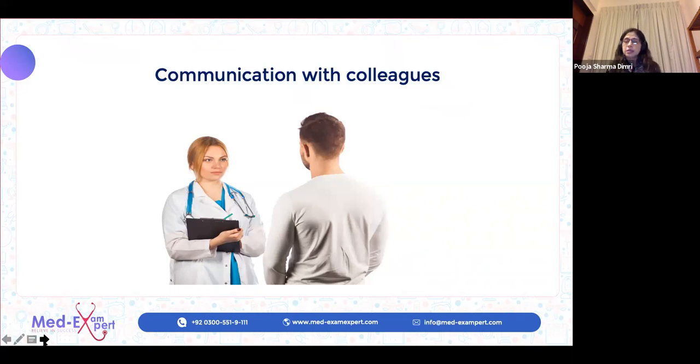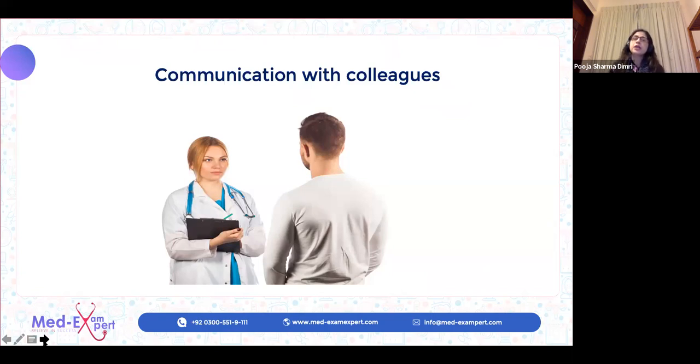So communication with colleagues in these stations will mean communicating with your senior. So here, if you're talking to the examiner, you are talking to a senior colleague. Now in this communication, you have to be respectful, definitely. You have to, again, sound confident. So your senior consultant comes and asks you about a treatment plan. You have to be confident about a treatment plan. You should be able to describe the diagnosis you have made and your management plan in scientific terms. Here, don't talk in patient-friendly language. It's a scientific manner because you're talking to another medical person.